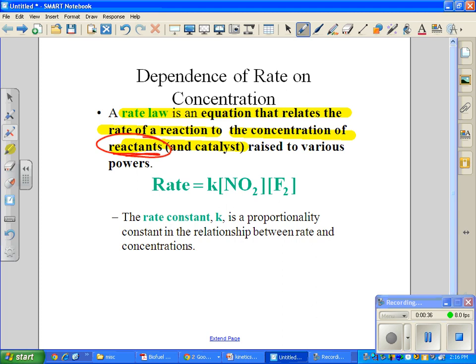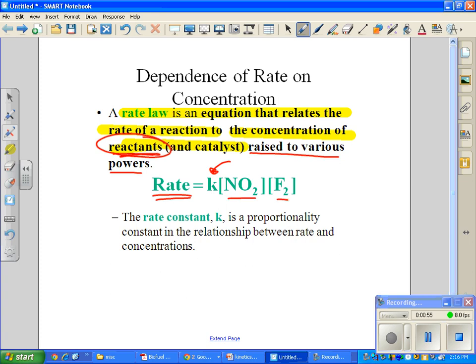So you see reactants right there, only reactants in a rate law. They're raised to various powers, and I'll show you how we determine that. In fact, we'll work on calculating that in class. The general formula for a rate law is you just write the word rate on the left-hand side, equal to k, and this is a constant that is temperature dependent. We'll get more into that later.